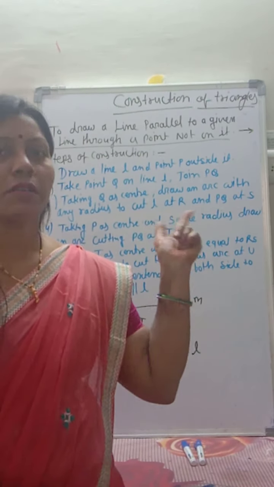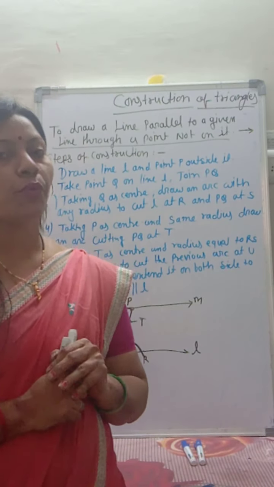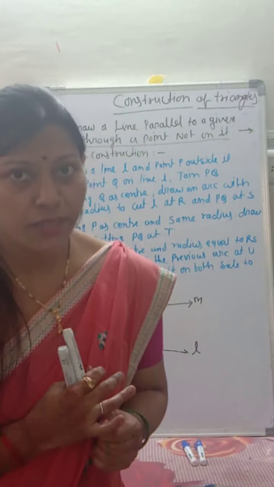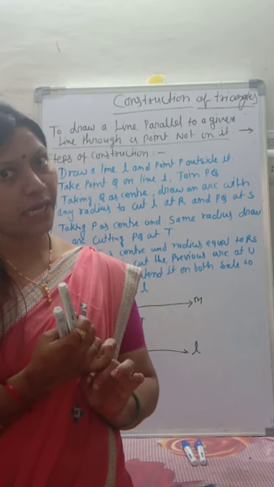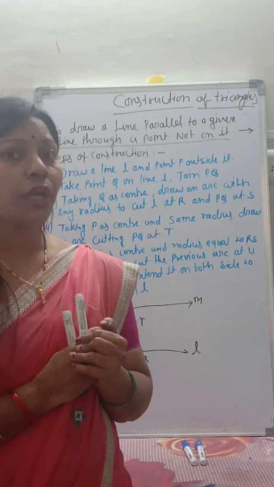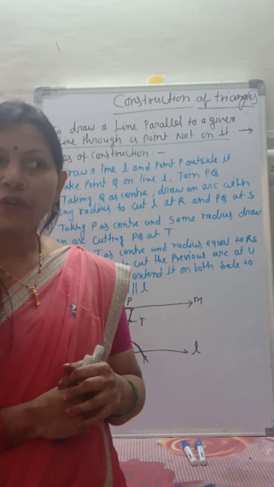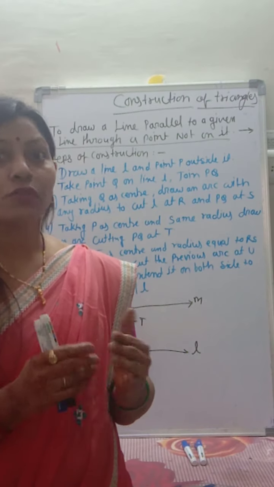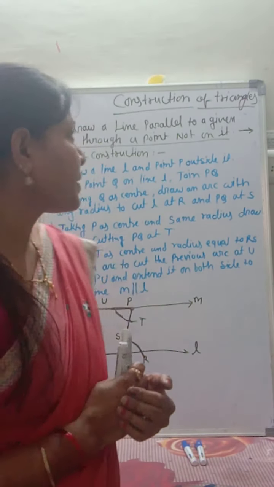The chapter is construction of triangles. Students, you have already learned in previous classes how to draw a circle, line segment, parallel line, and perpendicular line. In this chapter you will learn the construction of triangles. If you are given two sides and one angle, how can you construct a triangle? So now let's start.